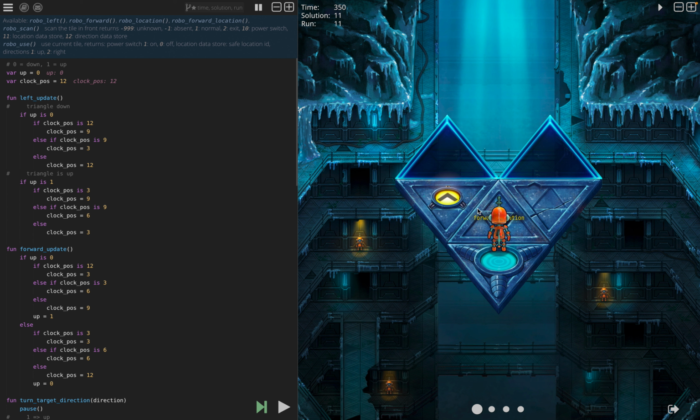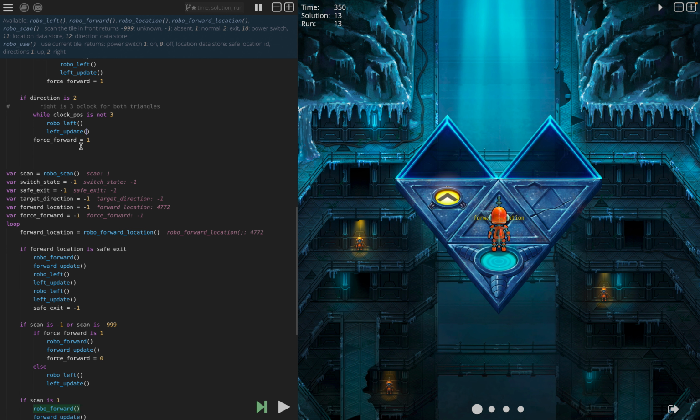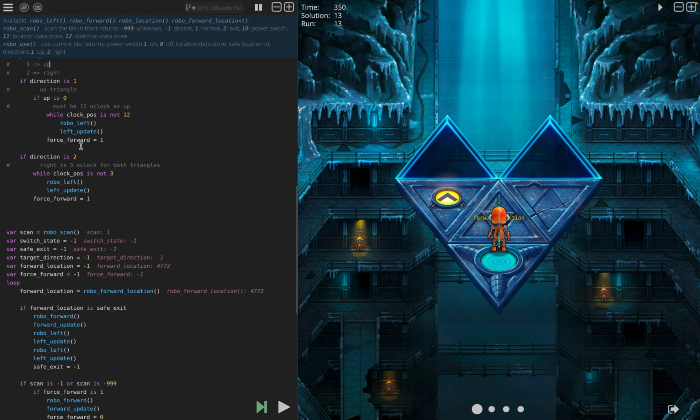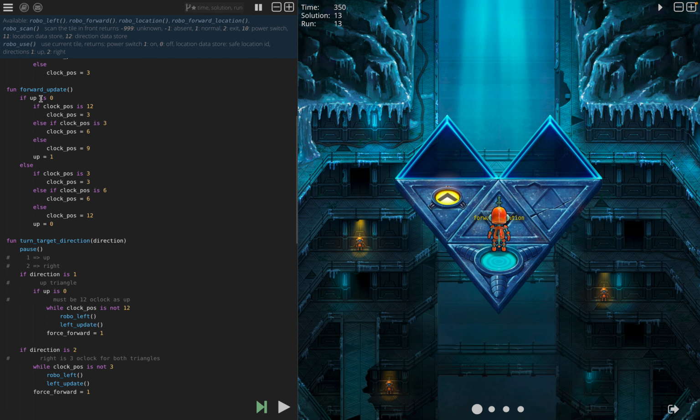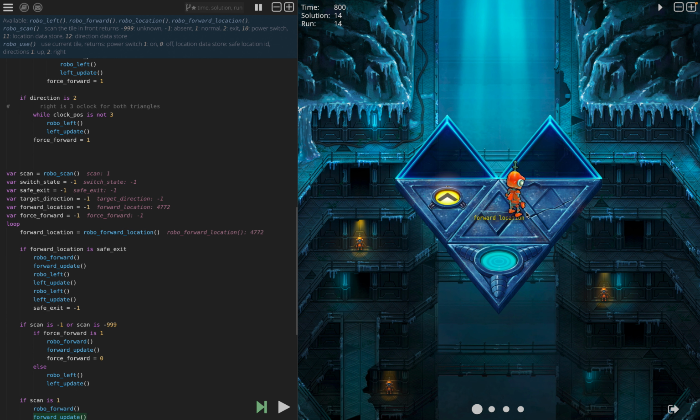If you've been at 9 o'clock over here, it will move to 3 o'clock. Otherwise, it will move to 12 o'clock. And similarly, if the triangle is up, then if you move from position 3, it will move to position 9. If you move from position 9, it will move to 6, and so on. We call this left update, and there is a forward update also. When you move forward, if you've been at 12 o'clock over here, then it will move to 3 o'clock. It's a bit strange logic, but you just catch it.